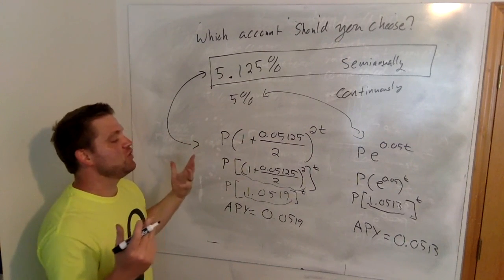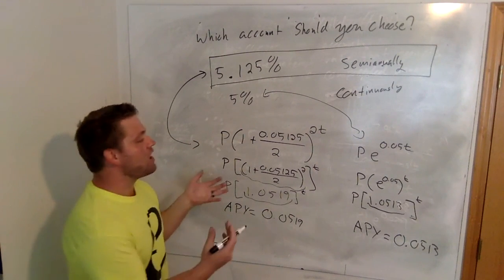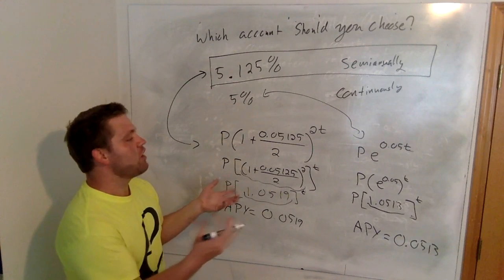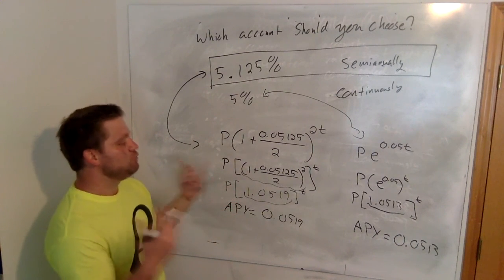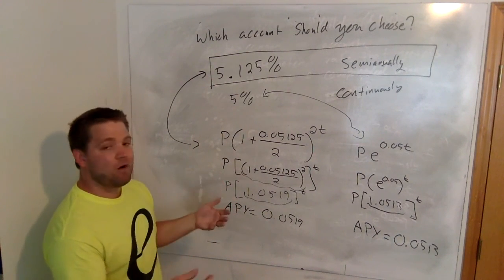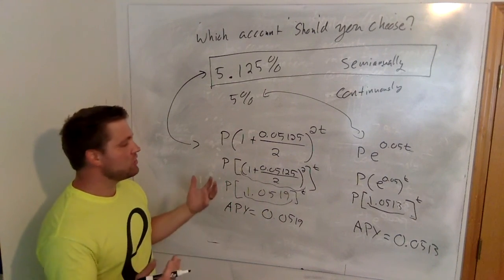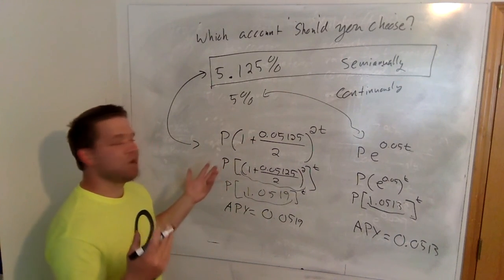I hope you enjoyed these videos on compound interest. I hope you enjoyed learning about e. Here we've talked about e in terms of compound interest, but e is one of the most beautiful numbers in math. It's going to pop up all over the place in calculus, and for those going further in math, e pops up everywhere.